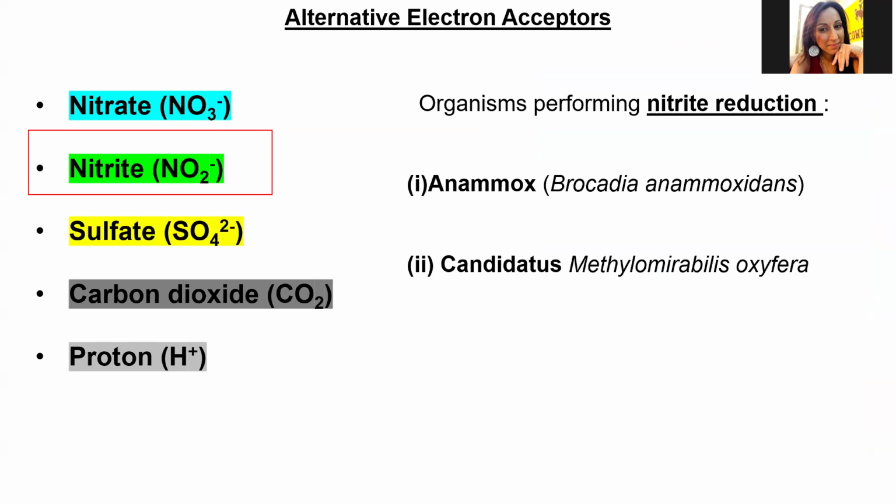The other alternative electron acceptor. So we are not anymore at nitrate, we are here in nitrite, NO2 minus, which is a second step after NO3 minus. When NO3 minus is reduced, it loses one oxygen and you get NO2 minus. Now, who is doing it?